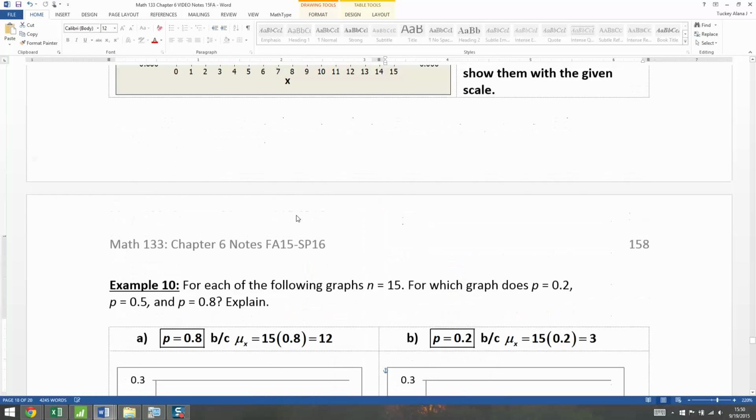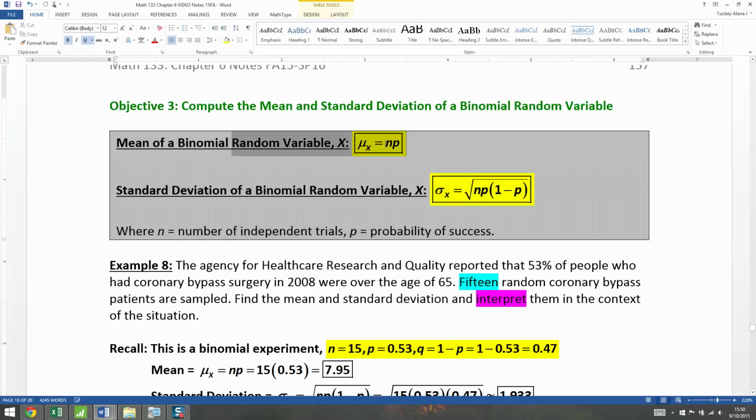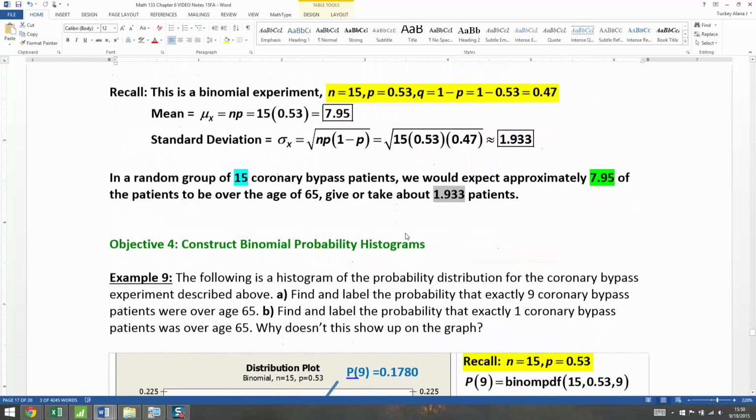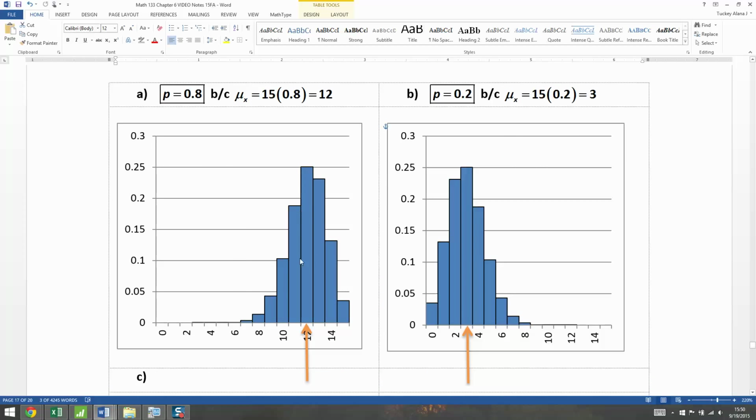And that formula from a page ago, that's standard, right? That's never going to change. The mean, which is the balance point, is n times p for these problems. And if that's the case, there's no way that the one on the left is 0.2, because that would put your mean at 3, which would be way over here, which makes no sense at all. But it does make sense to have it at 12, because 0.8 times 15 would make 12. Similarly, 0.2 times 15 would make 3.